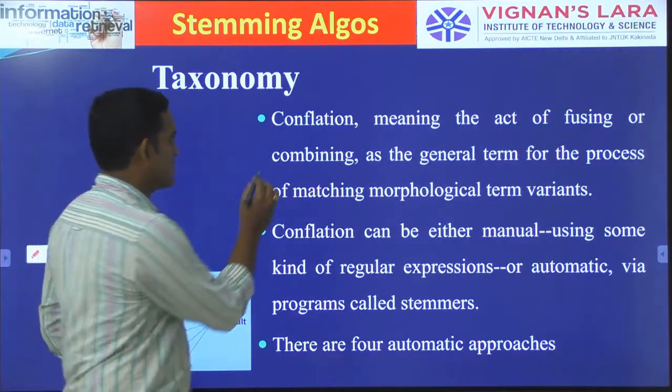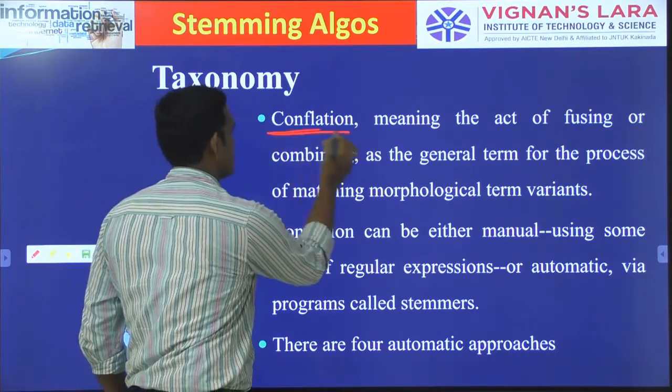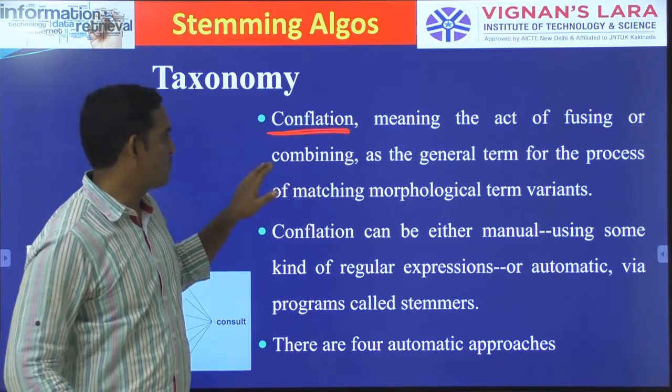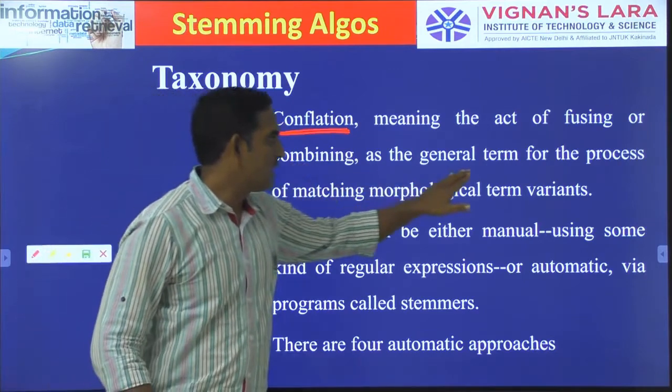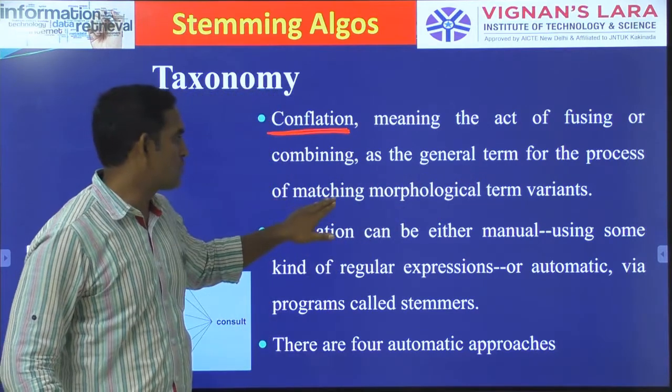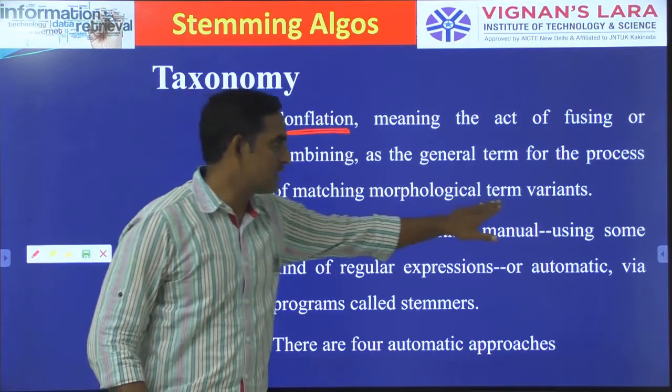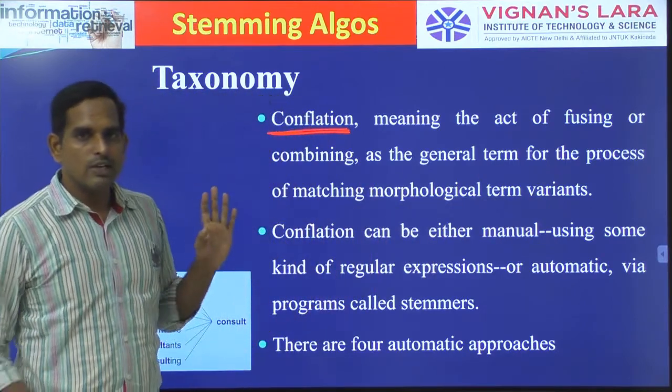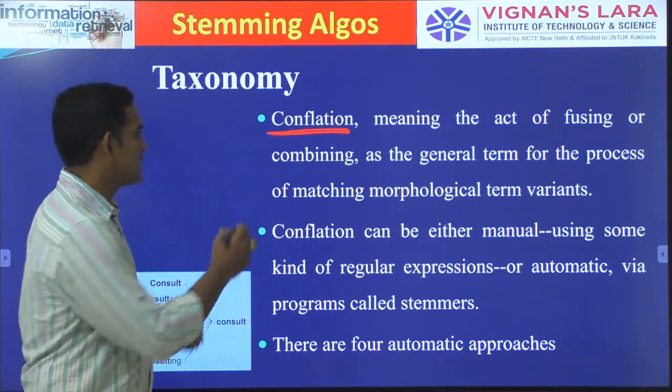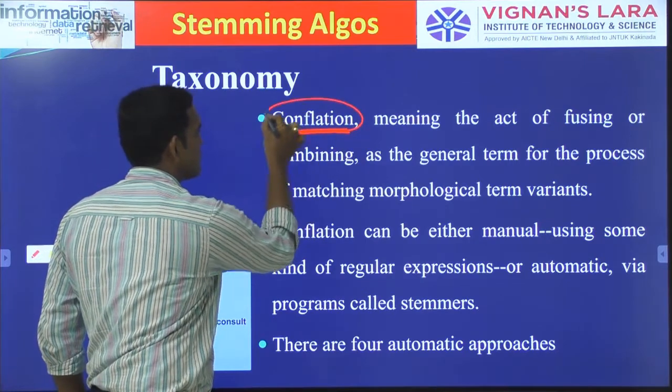The word conflation. Conflation means the act of fusing or combining, and is the general term for the process of matching morphological term variants. Usually this stemming process is otherwise called conflation.